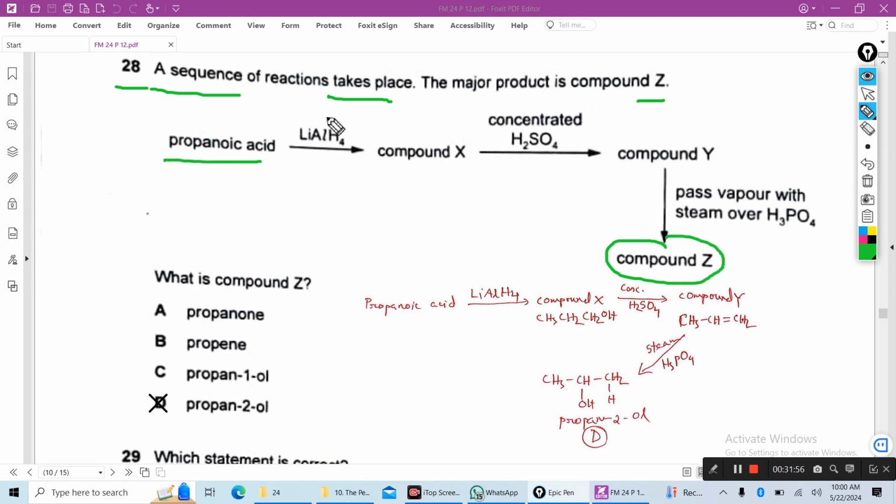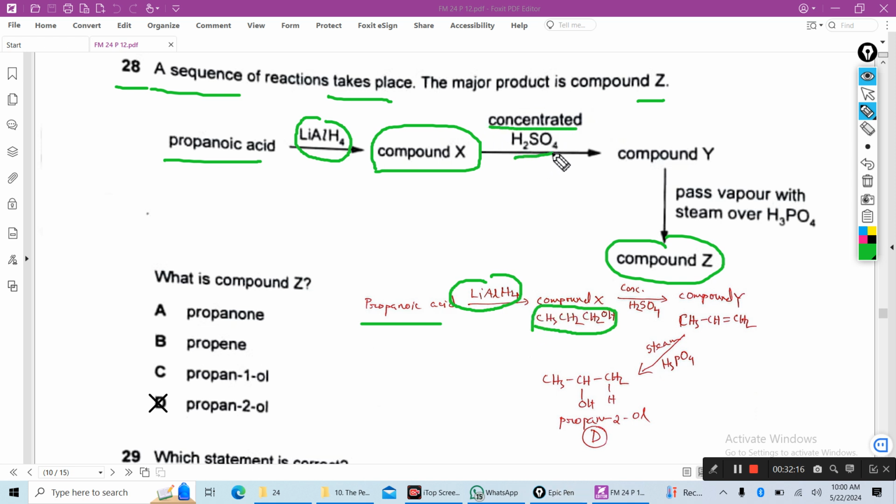Propanoic acid reacts with lithium aluminum hydride. You know, lithium aluminum hydride is a reducing agent. So compound X will be propanol. Propanoic acid is reduced by lithium aluminum hydride and propanol is produced. Then with concentrated sulfuric acid, a dehydration reaction occurs. So compound Y will be propene, an alkene.